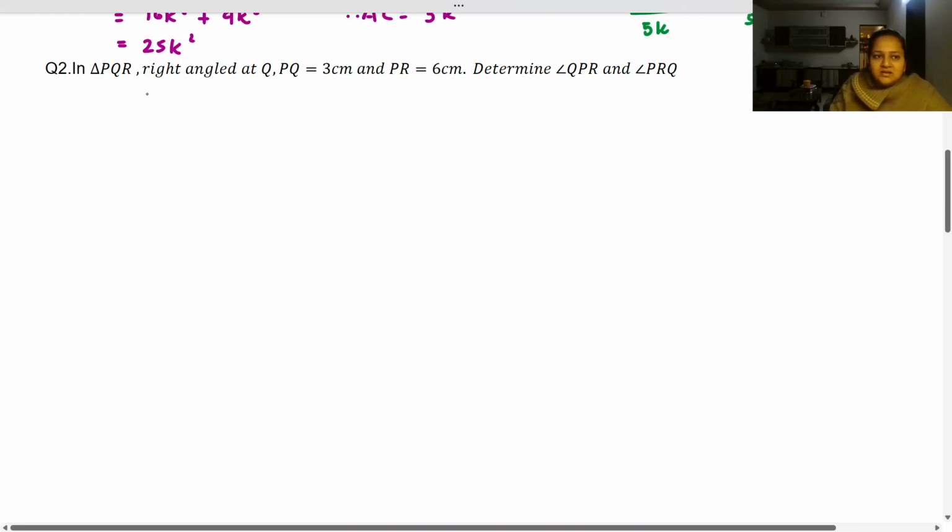Similar question. Look at the second question. It states that in triangle PQR, which is right angled at Q, we have a right angled triangle PQR. Right angled at Q, we have P here, or you could place P over here, it does not matter. And let me place R over here. Further, PQ is 3 centimeters and PR is 6 centimeters. We need to determine angle QPR and angle PRQ, which are these two angles.